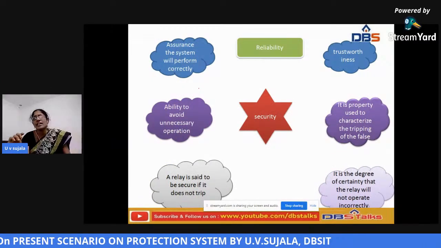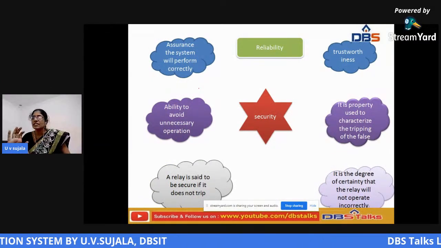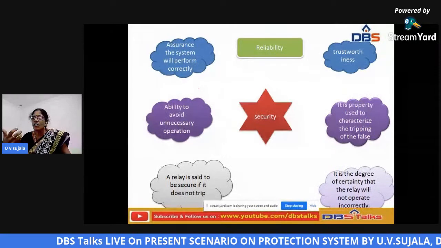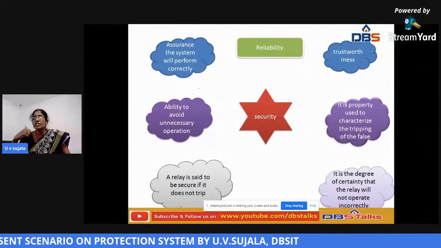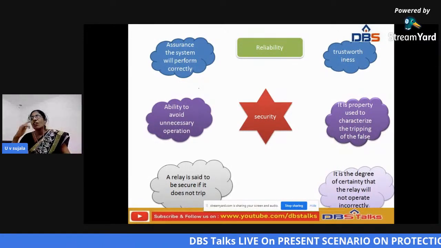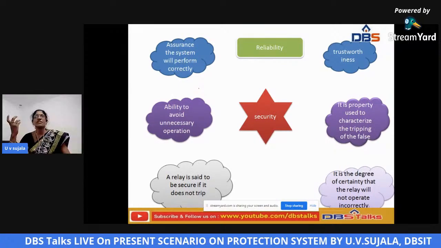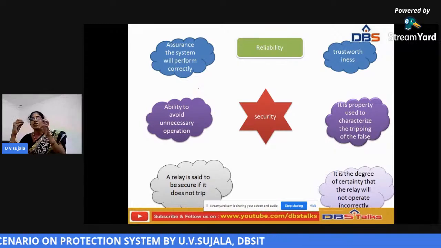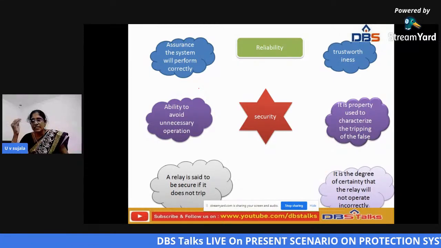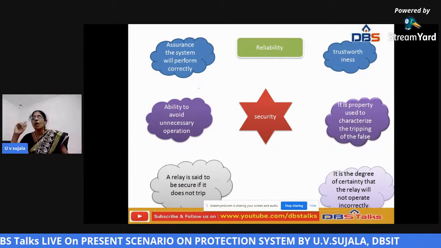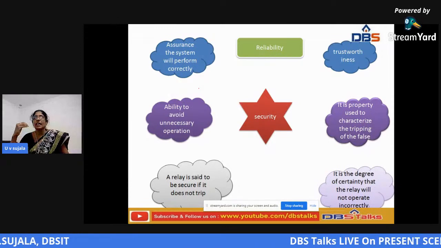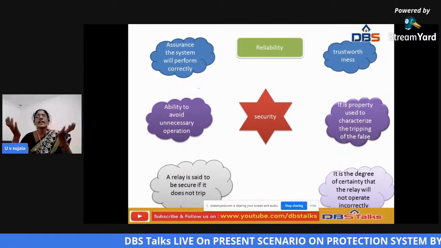So what is security? Security means secured. It is the ability of the protection system to restrain itself from operating during an external fault. If there is an external fault, you have to keep that system secure, restraining itself from operating. Choosing the appropriate balance between these is to avoid unnecessary operation.